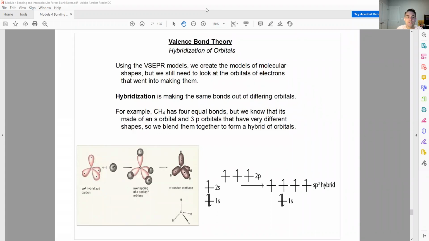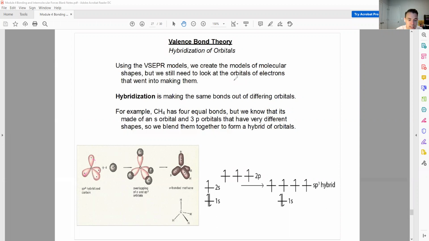So a hybrid is basically you take 2 things, you put them together, and you get a new thing. So when we use the VSEPR model, we create models of molecular shapes, but we need to look at the orbitals of the electrons. So basically, I'm going to summarize this for you. Hybridization is making the same bonds out of different orbitals. So for example, when we have carbon, it has a p orbital in its outermost. Hydrogen is just the s.